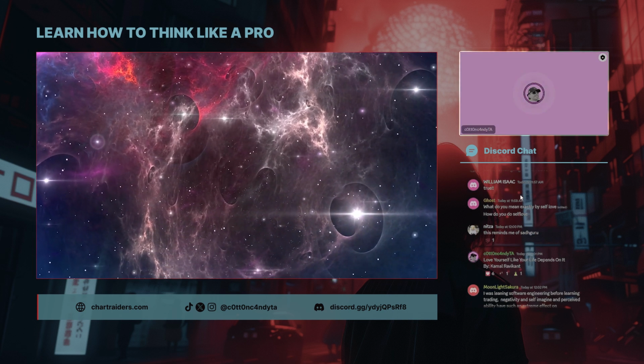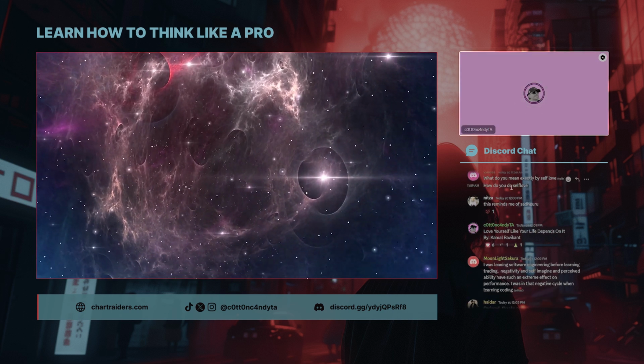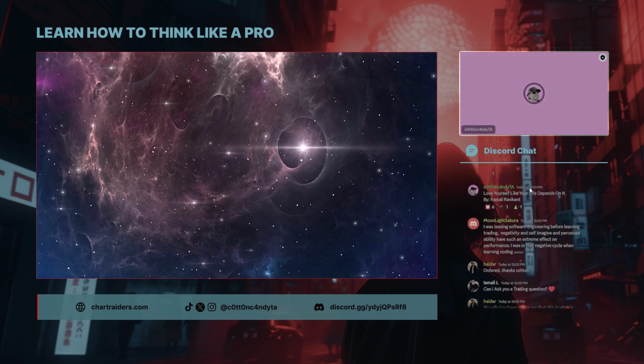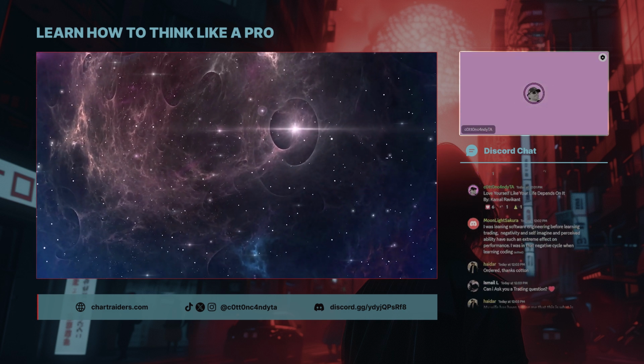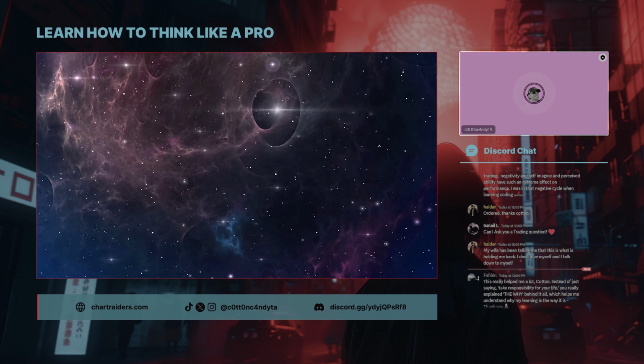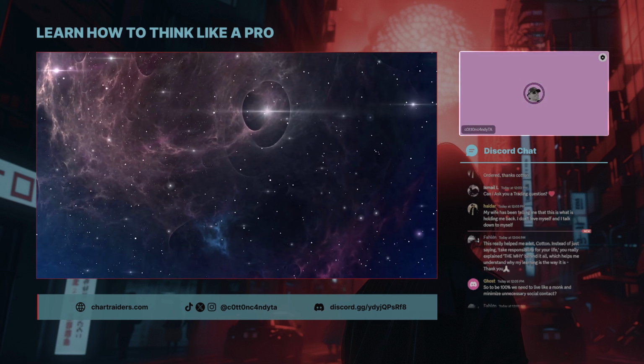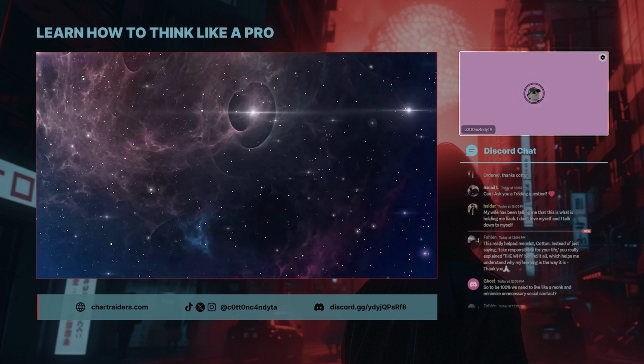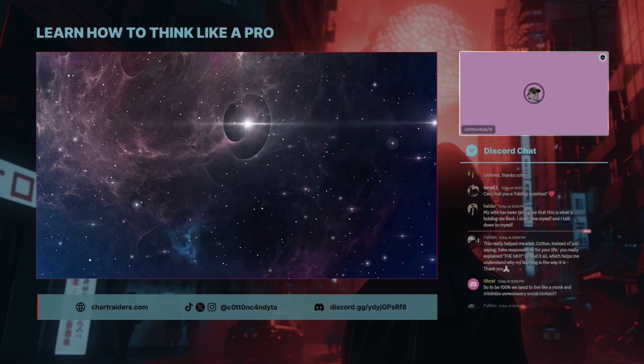Damn, Cotton, going deep. I love it. William says, true. Ghost, what do you mean exactly by self-love? Okay, we tackled that. This reminds me of Sadhguru. I might know who that person is, but I'm not sure off the top of my head. Yeah, and this is the book recommendation, Love Yourself Like Your Life Depends on It, by Kamal Ravikant.